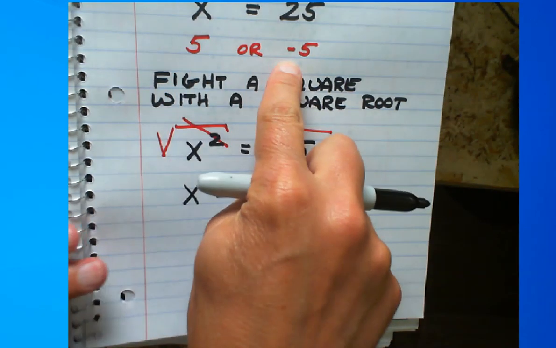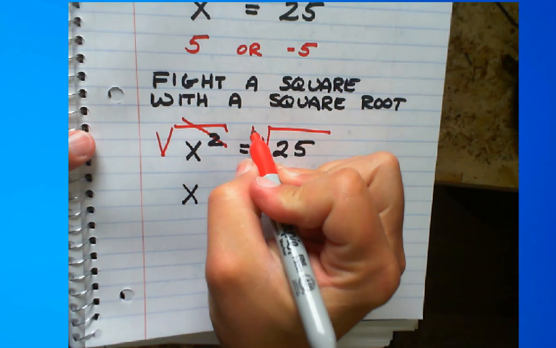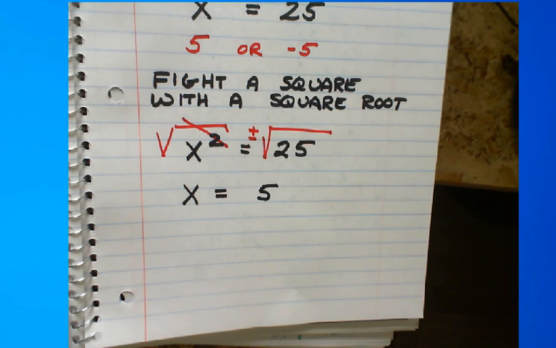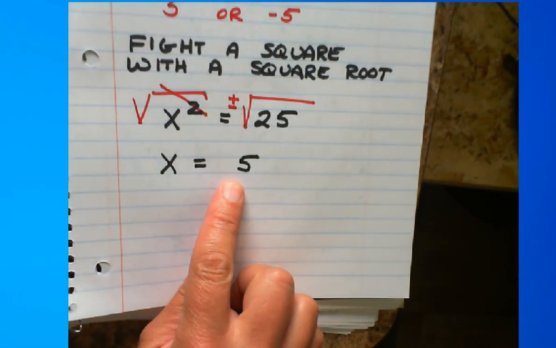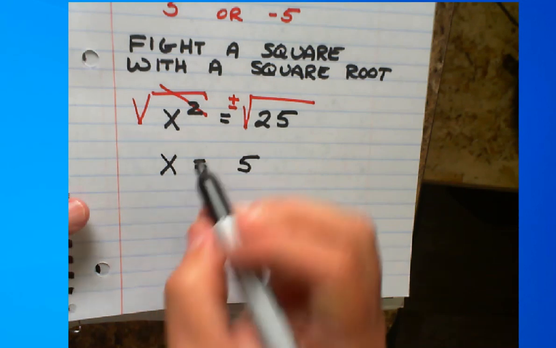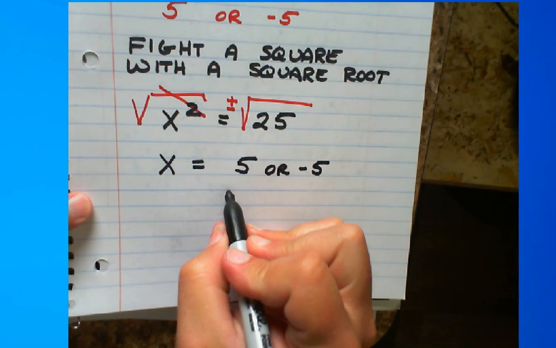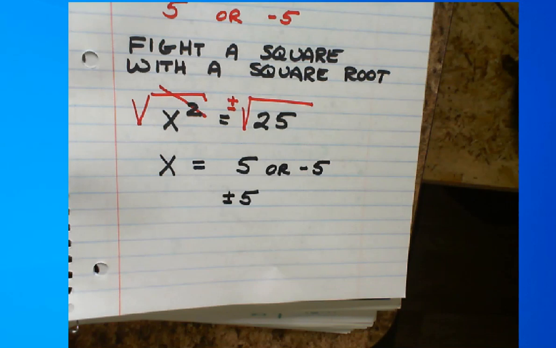But remember, there's actually a positive and a negative answer. So when I take the square root of both sides, I'm going to put a plus minus in front of the square root. That's telling me that there's going to be a positive answer and a negative answer. So to solve this, I take the square root of both sides. So right here, my answer isn't just 5. My answer is positive 5 or negative 5. Or I could write it as plus minus 5. That means positive 5 and negative 5.